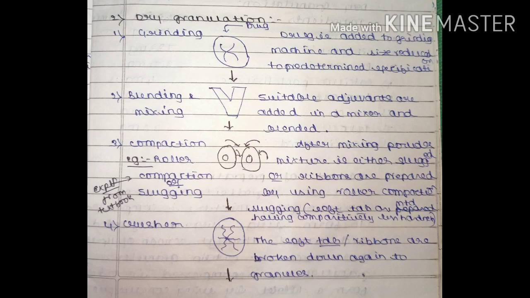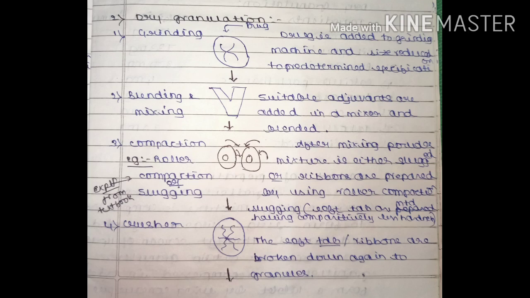In the third step, it is compaction. The equipment is the roller compactor or slugging. In the roller compaction method or the slugging method, the mixed powder is taken and either slugged or ribbons are prepared using the roller compaction method. Slugging means the formation of soft tablets, which have comparatively lesser hardness.